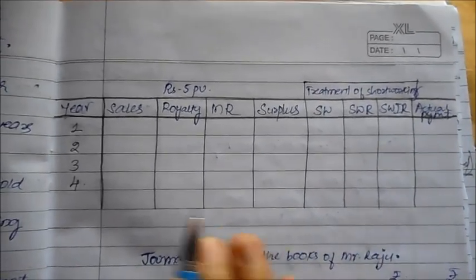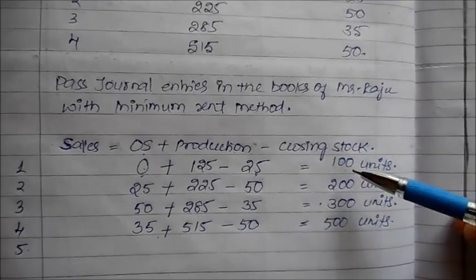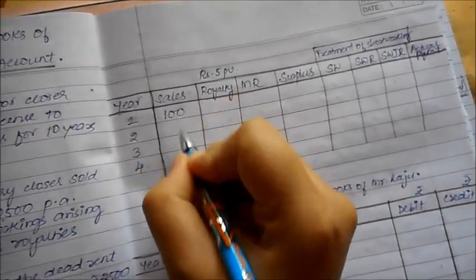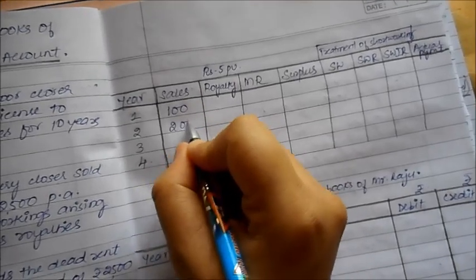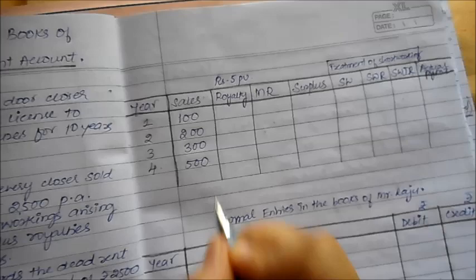Now let us start filling up this particular data. Now sales, because it was not clearly given, we have already calculated. All the sales will be copied back here in the table. So for the first year it was 100, 200, 300 and 500.